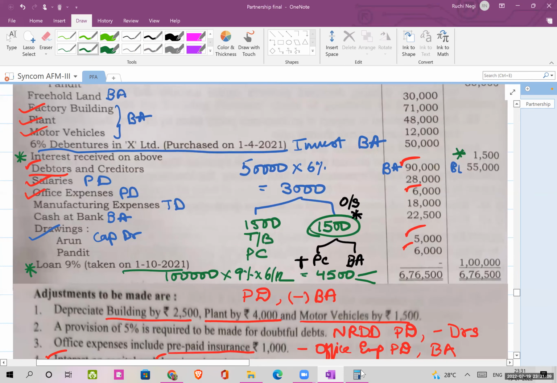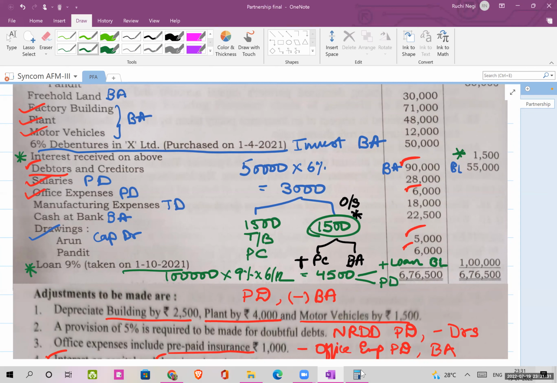ये आउटस्टैंडिंग है ना, तो एक तो ये लोन को ऐड हो जाएगा, ऐड टू लोन. लोन का आएगा बैलेंस शीट लाइबिलिटी. और दूसरा इफेक्ट इसका किधर आएगा? दिस इज आउटस्टैंडिंग, so this will go to P&L debit side. Okay, so there are two hidden entries, two hidden adjustments.